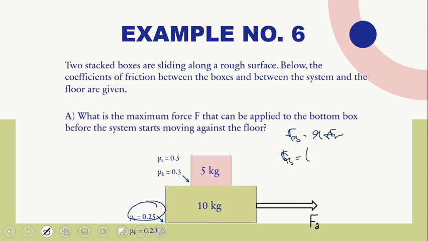F_fs is equal to the mu, which is 0.25, times the normal force, which is going to be the weights of the mass of both boxes added together, so 15 times 10. Okay, and this gives us 37.5 newtons.